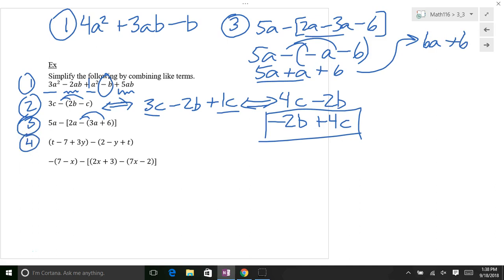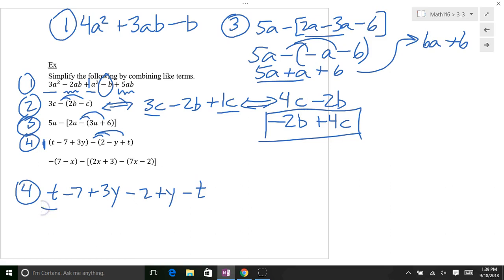Number 4 here, we're going to go ahead and distribute again so that we get rid of those parentheses. So you have t minus 7, and notice there's nothing in front. There's just a number 1 in front of this parentheses. So when you distribute the 1, it's not going to do anything. So we can drop those parentheses at the beginning. Now we're right here to the next set of parentheses. So a negative times a positive 2 is a negative 2. Negative times a negative y is a positive y. Negative times a positive t is a negative 1t.